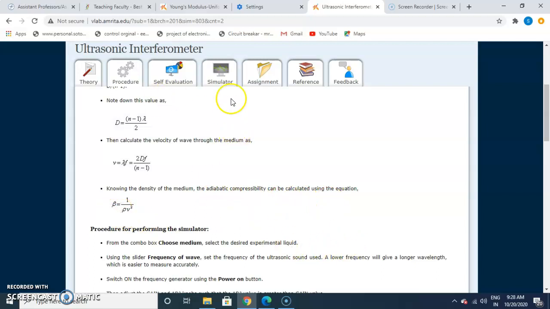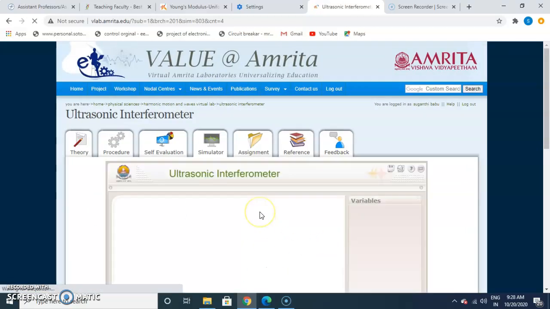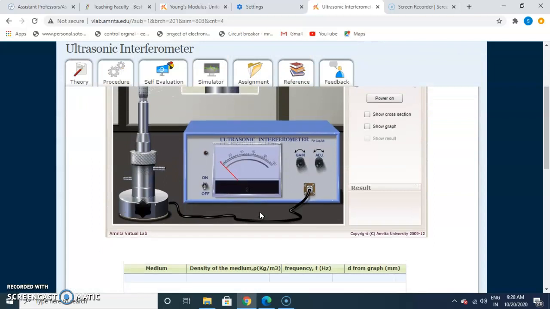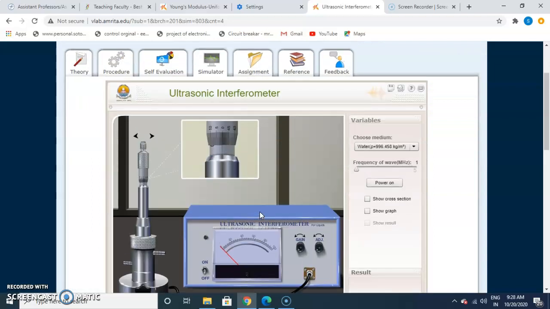Now let us see the simulator. Here we are going to take the readings. We have acetone, kerosene, castor oil, glycerin. Now I'm going to take water. Now I'm fixing the frequency as 2.